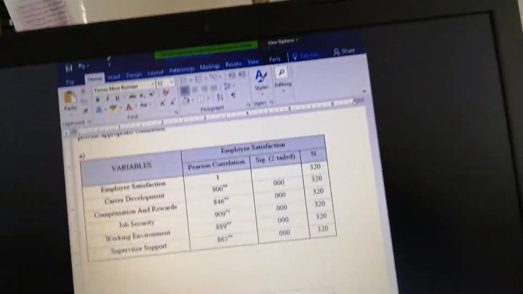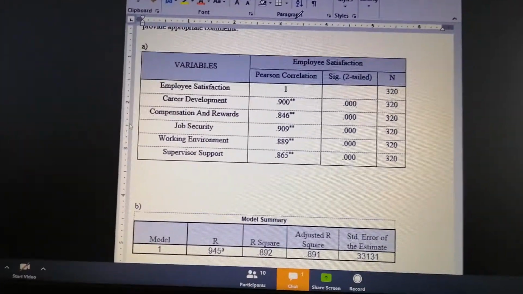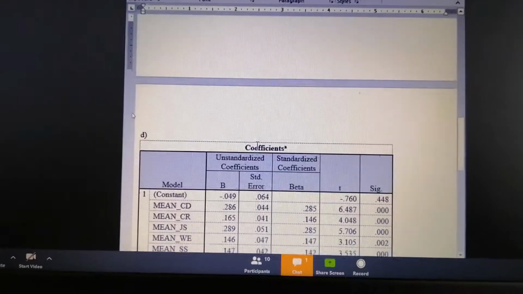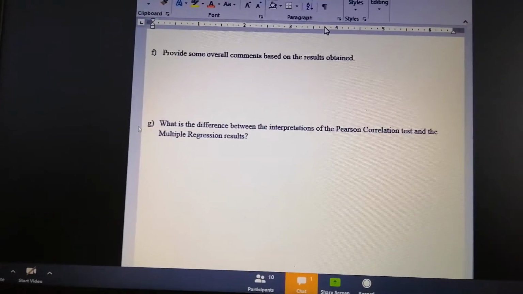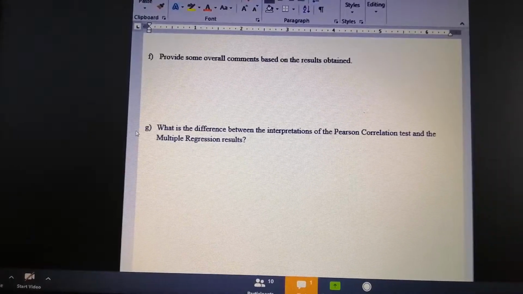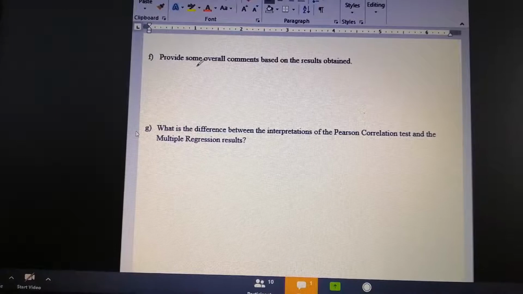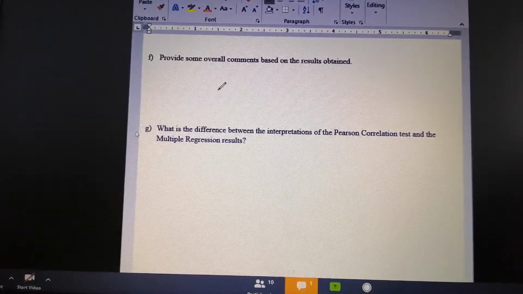You need to determine that. Let's see. Okay, so you need to provide some comments based on the result obtained. For this we need to look at the table. You need to check.